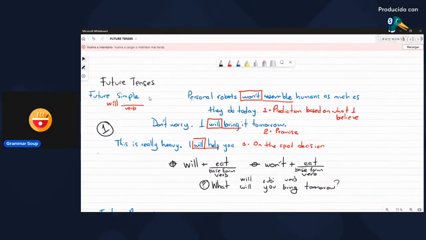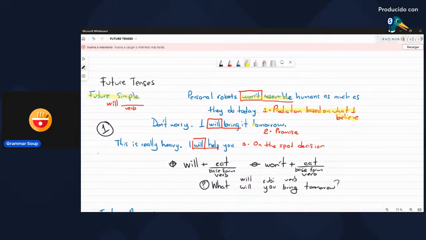Okay, so as you can see here, we have the future simple. What we mentioned is that we use the future simple for 3 main reasons. When I want to make a prediction based on what I believe. For example, personal robots won't resemble humans as much as they do today. It's just a prediction based on what I believe, and I use will.